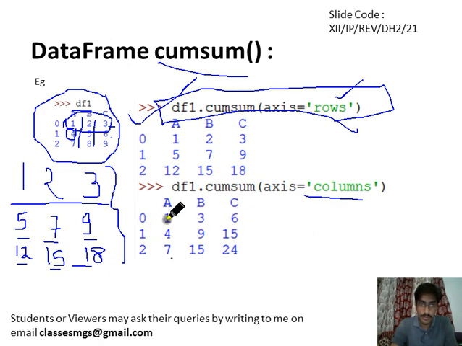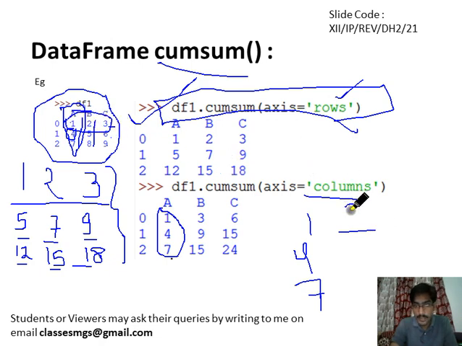Okay. And for axis equals to column, it will perform the column wise sum. In that case, write down the first column as it is, 1 4 7, and do the similar operation that we did for the rows, but column wise. For this particular position, 2 plus 1 is 3, so you will write 3. For this position, 5 plus 4 is 9. For this position, 7 plus 8 is 15. So you will write like this.